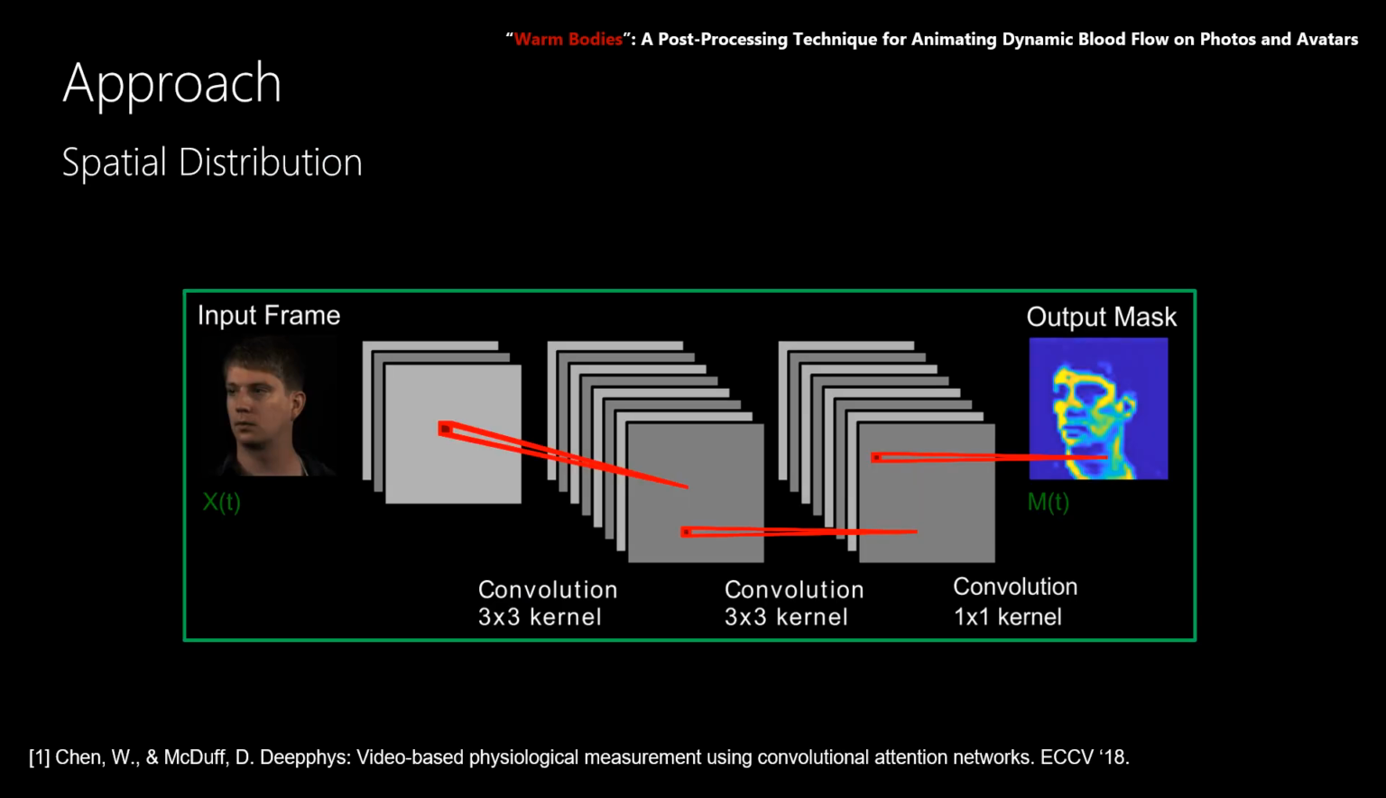The spatial component of our model is learnt using a convolutional attention network that is trained on videos of human faces. Specifically, we leverage the attention mechanism. When the model is trained, this can then be given a new video frame and produces an estimate of the perfusion profile.